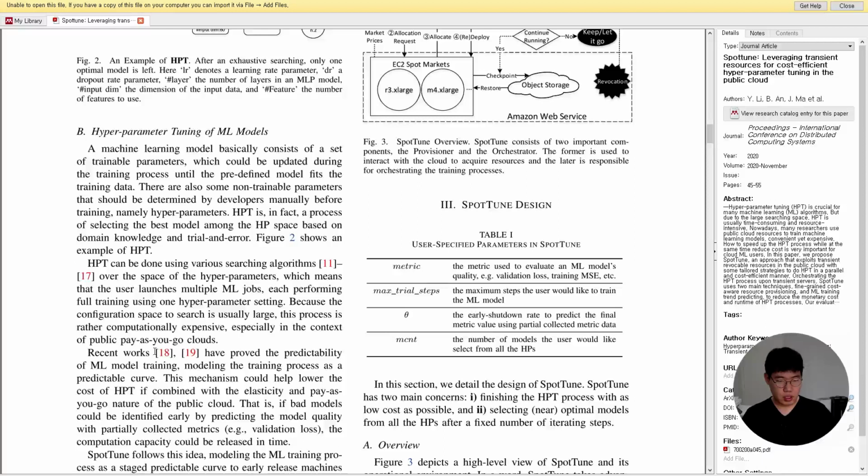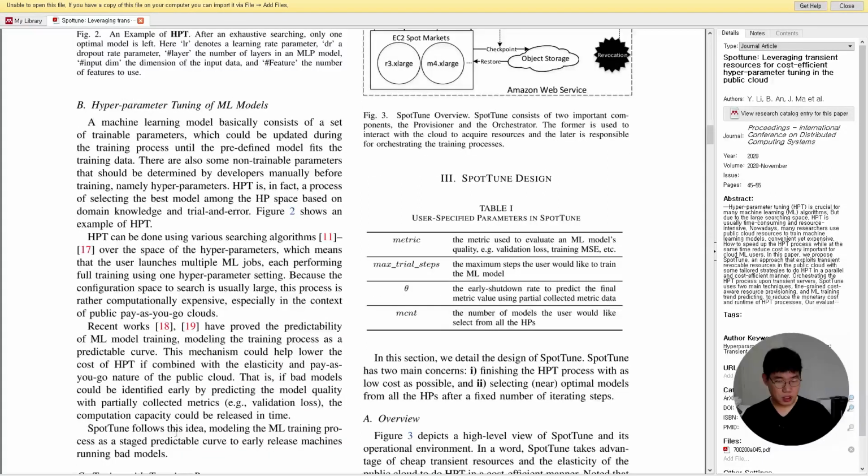Recent works 18 and 19 have proved the predictability of machine learning model training, modeling the training process as a predictable curve. This mechanism could help lower the cost of HPT if combined with the elasticity and the pay-as-you-go nature of the public cloud. That is, if bad models could be identified early by predicting the model quality with partially collected metrics, for example validation loss, the computation capacity could be released in time. SpotTune follows this idea, modeling the machine learning training process as a staged predictable curve.